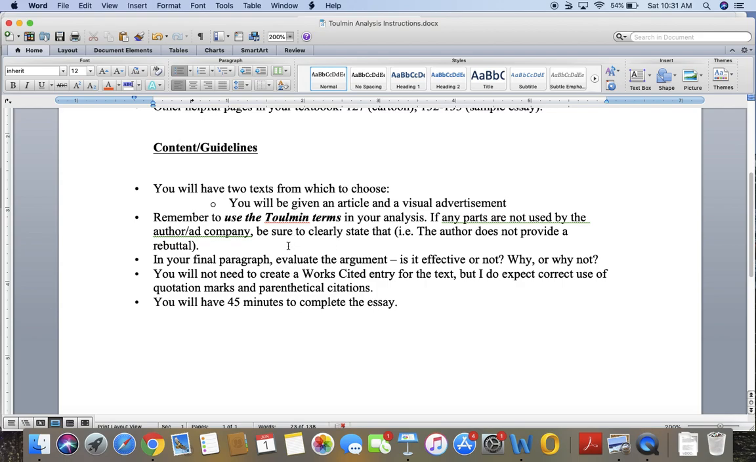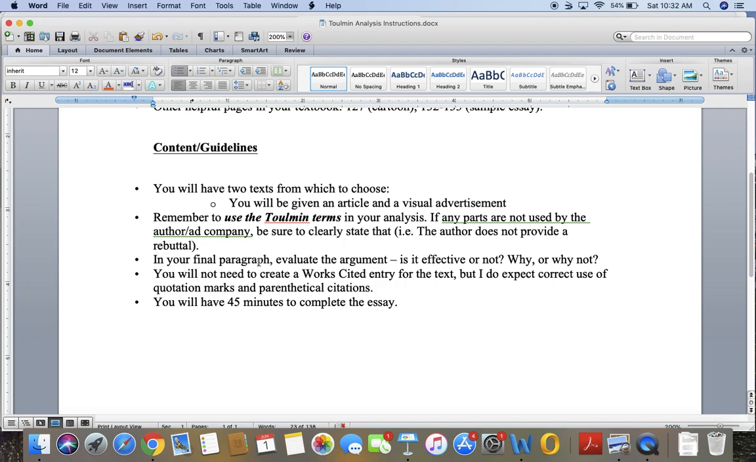And that's all I'm looking for. I'm not going to be grading grammar really tough in this essay. Obviously, try to write in complete sentences and use the best grammar that you can, but it's really more based on content. So try to mimic the example that I've shown you. The main weakness that students fall into is that they just write me a summary, okay? So that's not what I'm looking for. I don't want a summary of the article or a summary of the advertisement. I want you to take those Toulmin terms and analyze, which basically means to break down, break apart that argument with those terms.